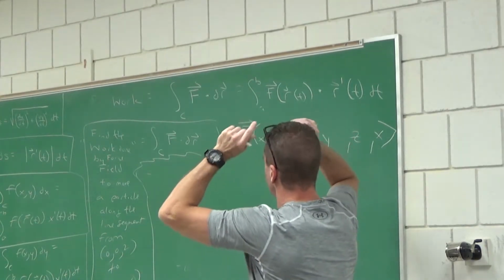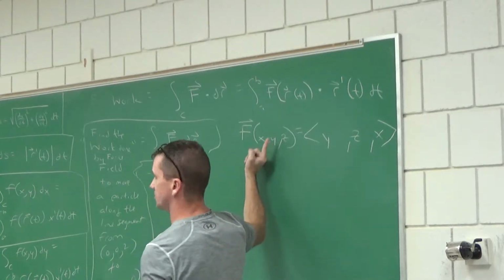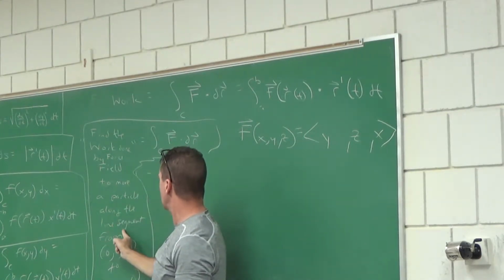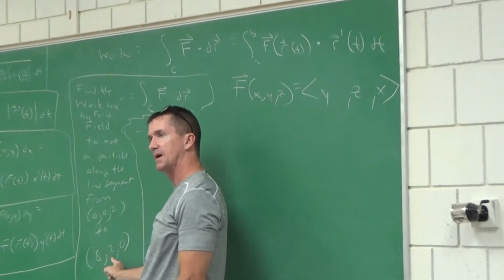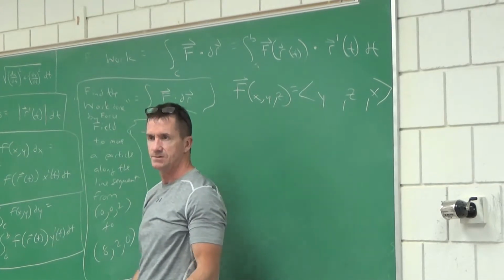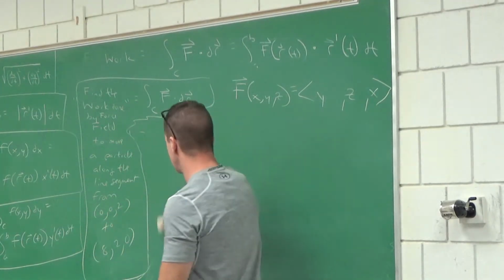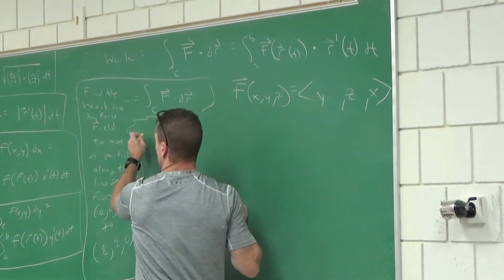So last problem. Find the work done by this vector field, the force field, to move some particle along the line segment from 0, 0, 2 to 8, 2, 0. That's going to be your curve path, but it's a line. So the challenge is, how do we make a parametric representation of a line? You remember how to do this? It's not bad. How do we parameterize a line? So I'll just call it what?